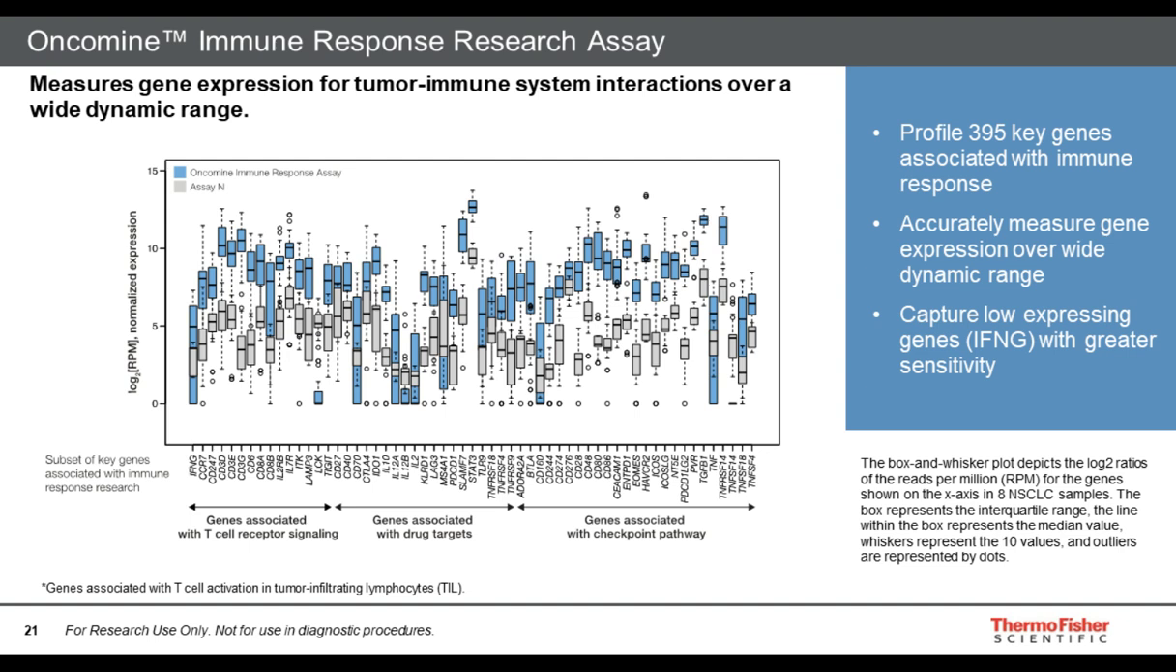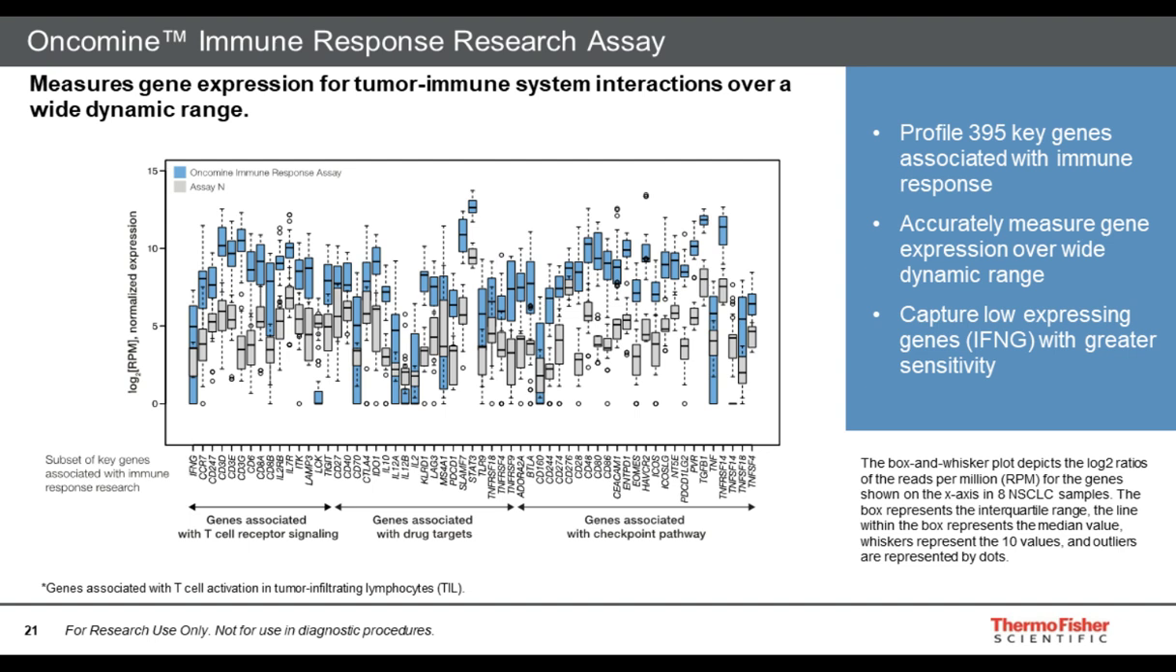So the fact that the panel is very targeted on just under 400 genes is key, enabling it to be extremely sensitive. Unlike whole transcriptome approaches, there's very little sequencing throughput that ends up getting wasted on uninteresting, highly expressed genes. And as such, it can capture genes such as interferon gamma with very good sensitivity, even though that gene is typically expressed at very low levels.